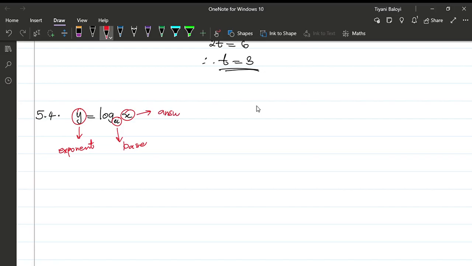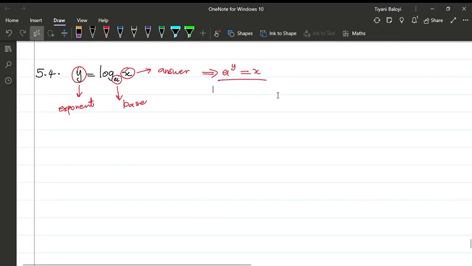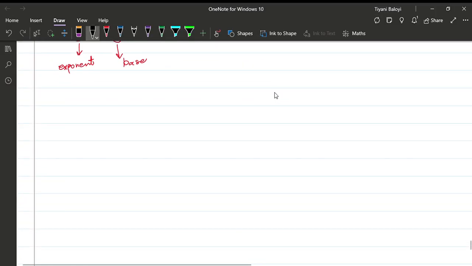So this can be written as your base, your exponent, and then your answer. So this is a to the power y is equal to x. That's your answer, right? Since we're given that f of x is equal to log base 3 of x, you know this is y, and this is your base, this is your answer. So you can start with the answer, and then you have 3 to the power y.